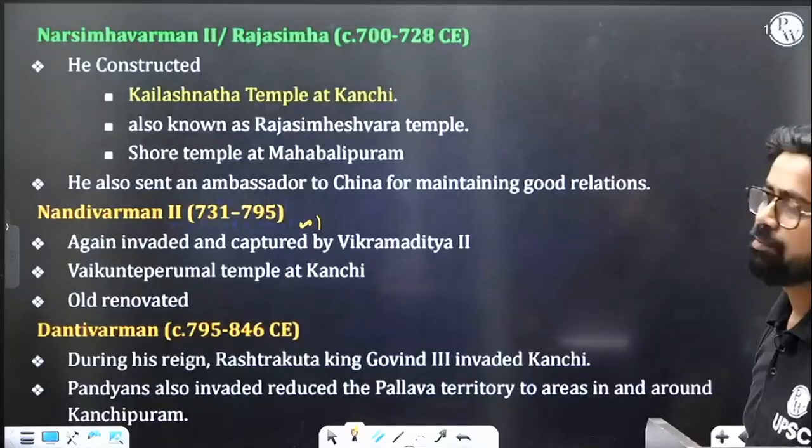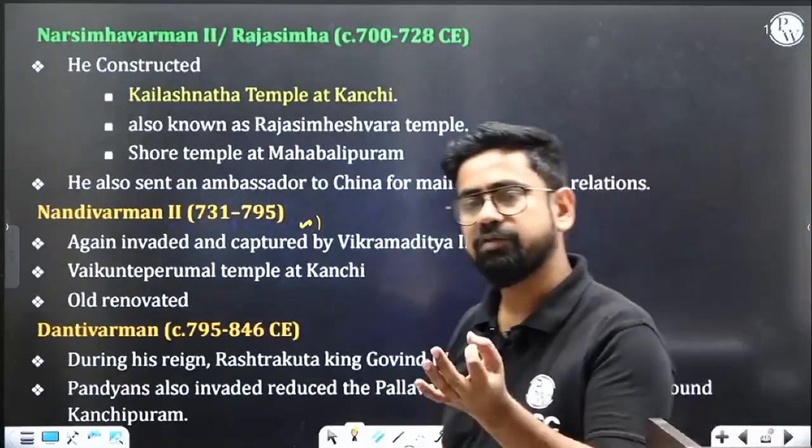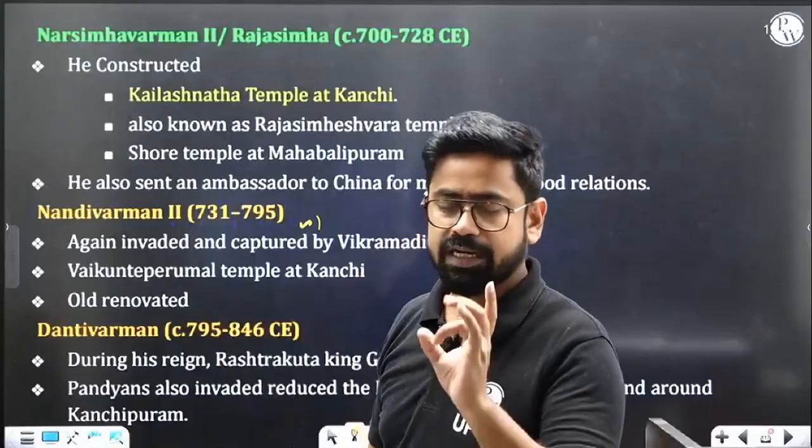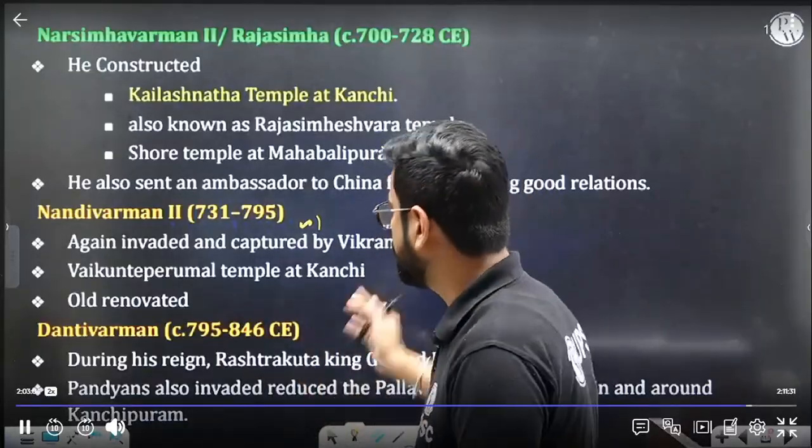But before that, there is one more king, Narasimhavarman II. Yeah. So I said only 4 are important. One is your Simha Vishnu, who is the founder. Right? Second is your Mahendravarman. Third is Narasimhavarman. And fourth is Narasimhavarman II. That's it. Nandivarman II, etc. We are not looking into.